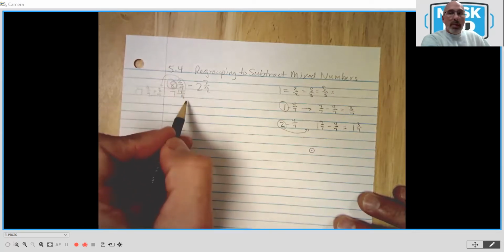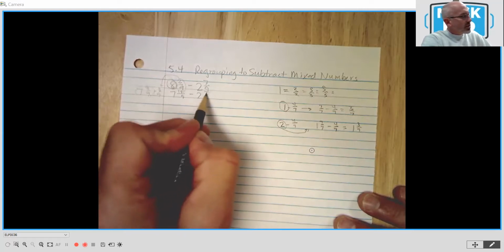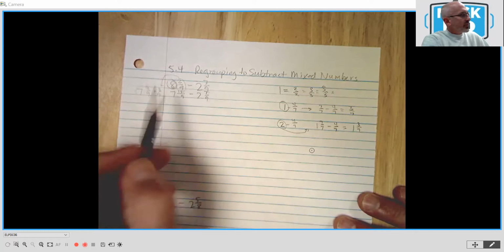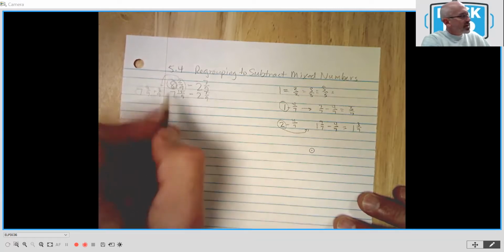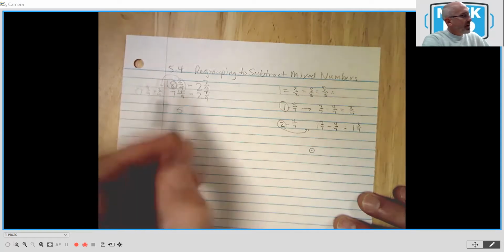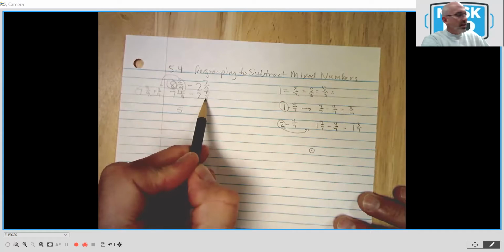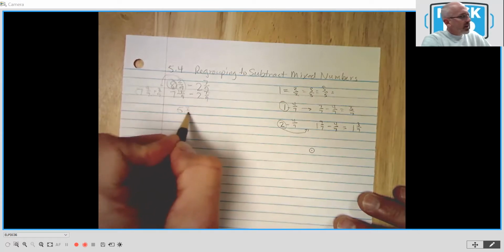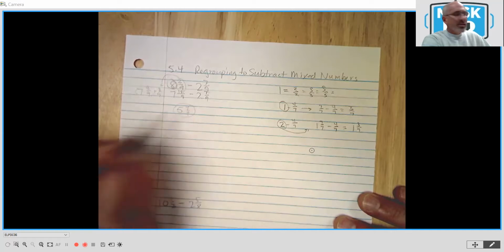Yes, that's an improper fraction, and that's okay. We need that right now. And then we're going to rewrite that 2 and 7/9. Now we can subtract the whole number portion. 7 minus 2 is 5. And then we have 11/9 minus 7/9. And that we get to be 4/9. So our answer is 5 and 4/9.